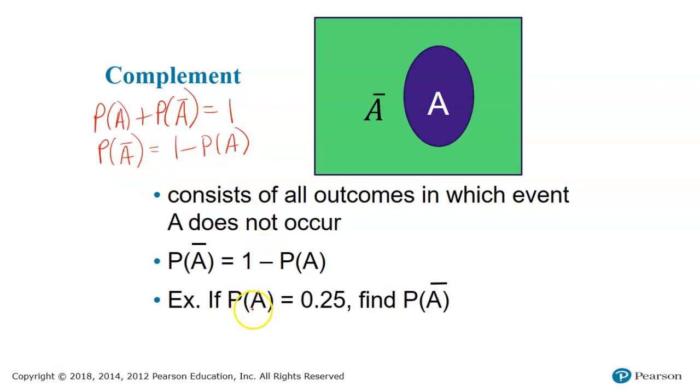So if the probability of A is 0.25, then the probability of its complement is 1 minus the 0.25. So we're going to have 0.75 as the complement. So if I know that the probability of the complement is 1/3, then the probability of the event is 2/3. So they're going to add up to 1 regardless.